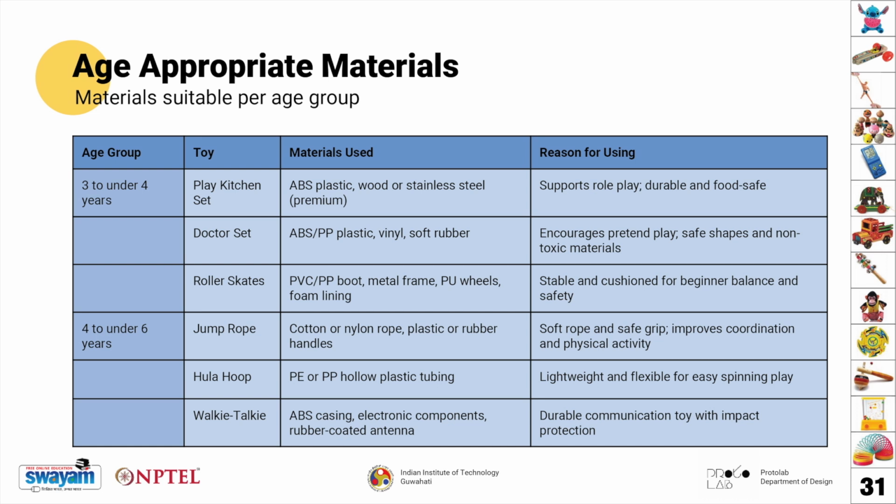Another toy is the hula hoop, usually made from polyethylene or polypropylene hollow tubes. These materials are lightweight and flexible, allowing children to easily spin the hoop and engage in fun movement-based play. Walkie-talkies are also popular in this age group. They are made using ABS plastic, electronic components, and rubber-coated antennas. ABS provides durability and impact resistance, making the toy safe for active play while encouraging communication and imaginative role play.